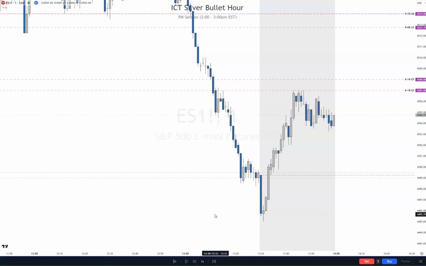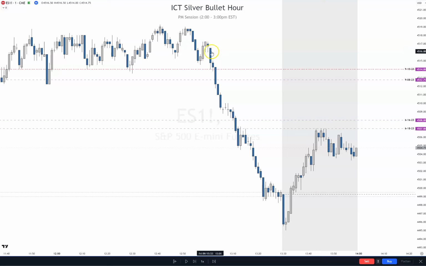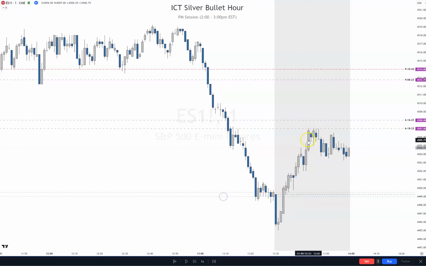Today I want to go over the PM silver bullet for Friday, September 15th. When we come to the chart here, we have consolidation over lunch hour, right? And then from 1 o'clock to 1:30, it's just an aggressive move down. So we expect a pullback, right? So we got the pullback and it went up to the new week opening gap here.